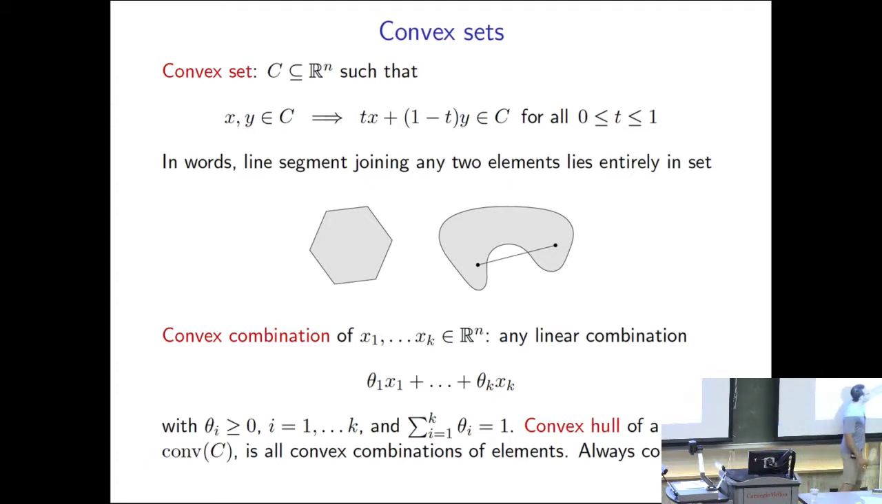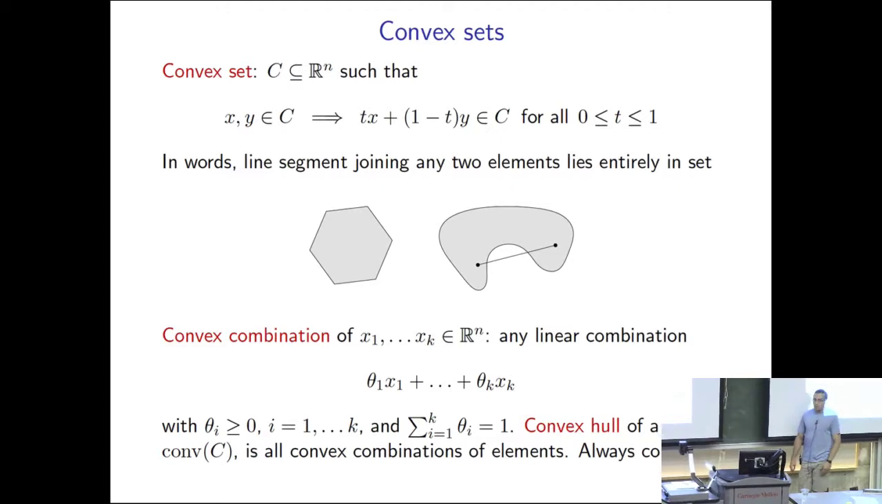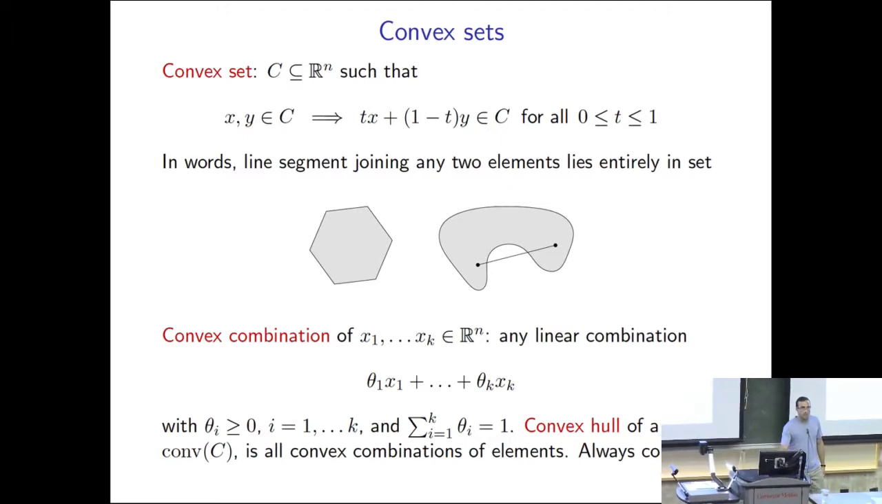Introducing a bit more, if we have a bunch of points x_1 through x_k, we can talk about their convex combination. That's the set of all linear combinations of these points: theta_1 x_1 plus all the way through theta_k x_k, where these theta_i's are all non-negative, and they add up to 1.